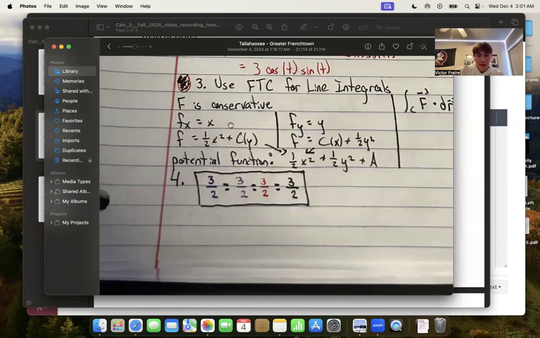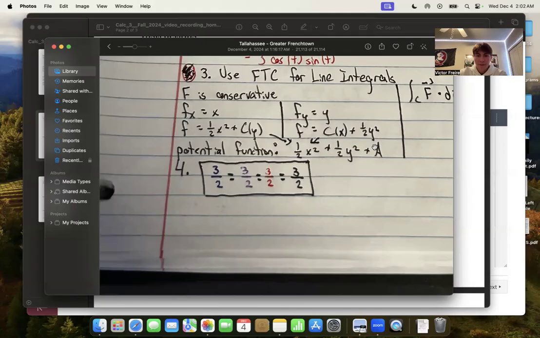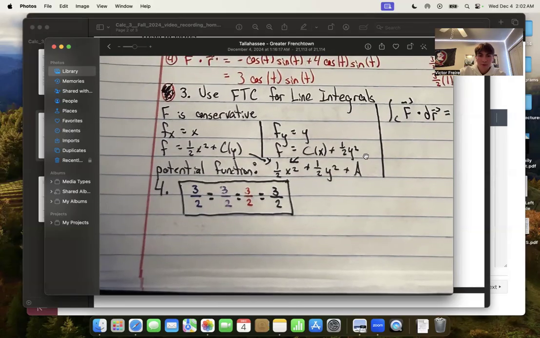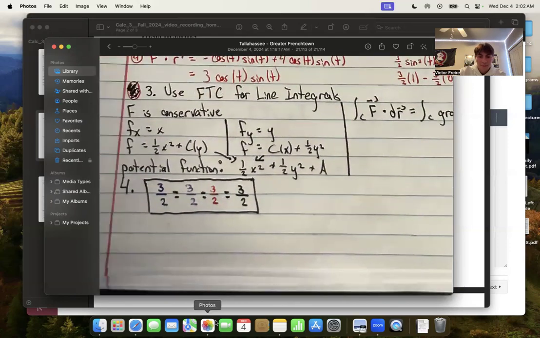If f sub x is x, then f must have been 1/2 x squared plus some function of y right here. And same here. If f sub y is y, then the original function f must have been some function of x plus 1/2 y squared. If we combine these two, we're left with the potential function of 1/2 x squared plus 1/2 y squared plus some constant a. So there, that's our potential function.